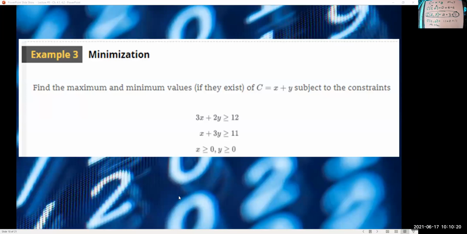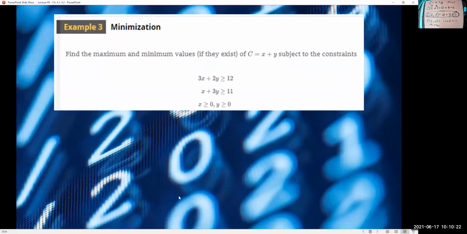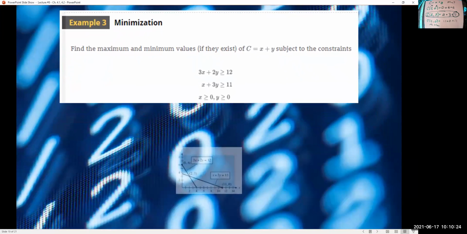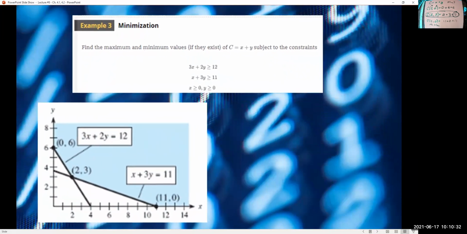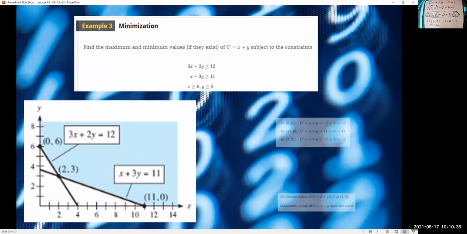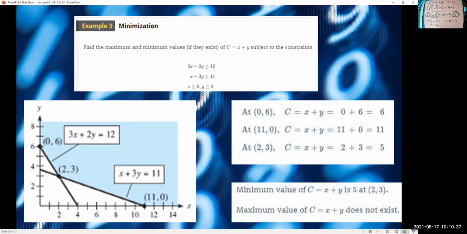So just to review, go into Desmos and enter the constraints. You get an image kind of like this. Notice that it's unbound up and to the right, which means there's no max. And then take those 3 points and use the objective function to put in those values and find out which one is the minimum.